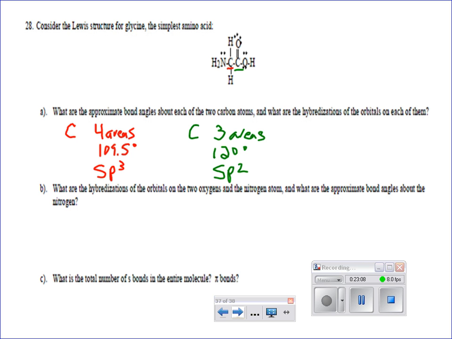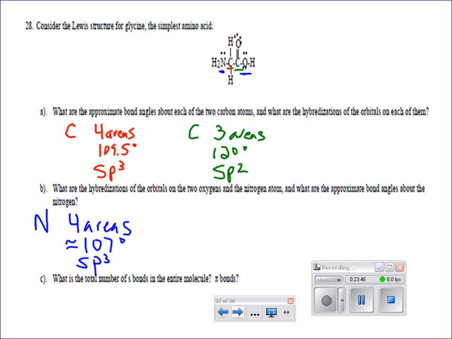Okay. What are the hybridizations of the orbitals on the 2 oxygens and nitrogen atom? We're just going to do this oxygen and that nitrogen. Okay, so look at the left nitrogen. Be careful because there are 2 hydrogens attached to it. So how many areas around the central atom? 4 areas. All right, what is our bond angle? Is it 109.5? Whoa, it's not 109.5. They're not all bonded areas. There's a lone pair there. So approximately 107 degrees. Good. And then what would be our hybridization? It's based on the total, so Sp3.